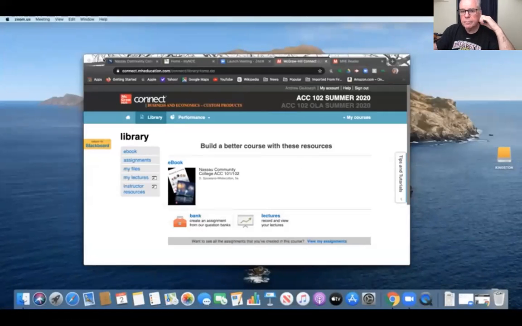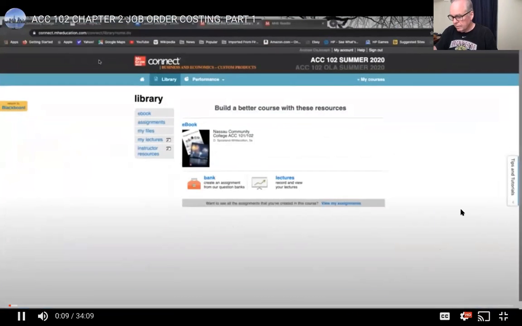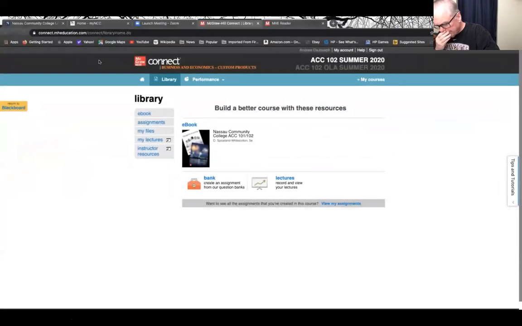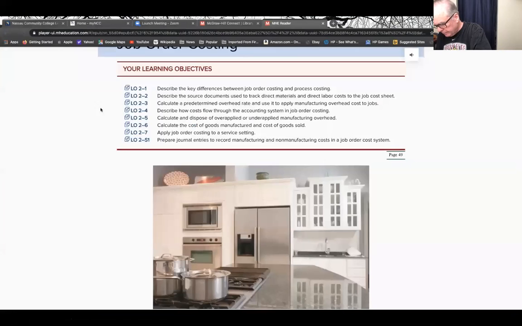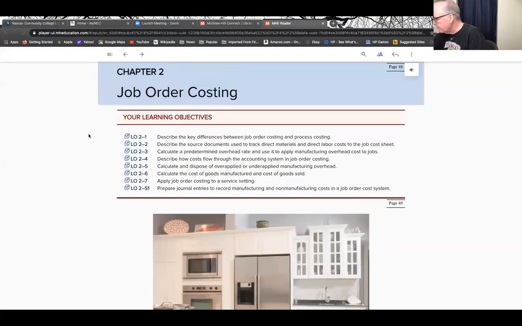So hello again. We continue our accounting journey. And we're going to start chapter 2 today. And we defined a lot of terminology and we discussed some concepts that are kind of unique to manufacturing accounting, the flow of cost through the accounting system. So we're going to continue with that today. And notice the name of this chapter is called Job Order Costing.